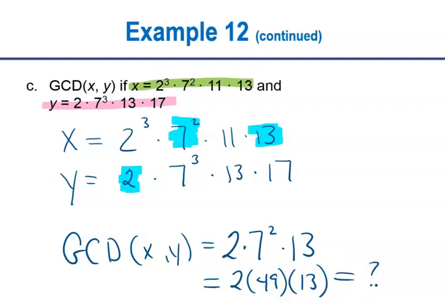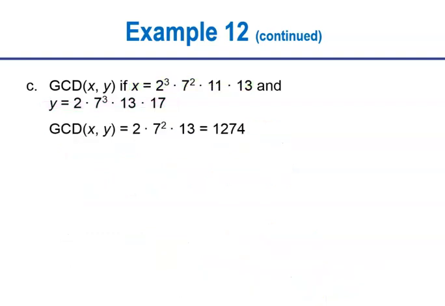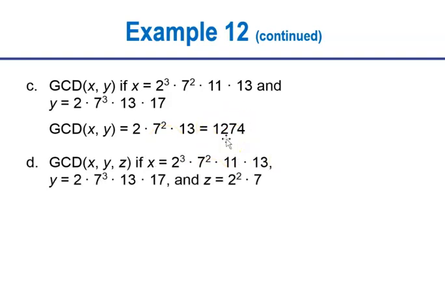Okay, so again, it has to be common to both of your factorizations, and you take the number to the lowest power that it appears in either factorization. Okay, so here we go. 2 times 7 squared times 13, there's the answer, 1,274.